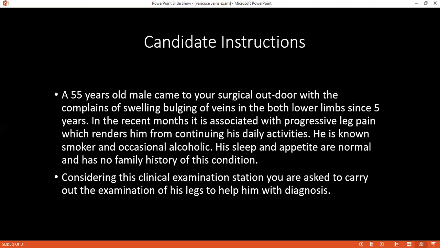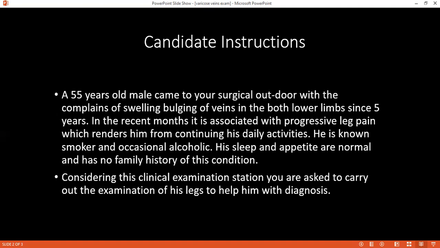Afterwards, I will move on to the lower limb, and I will examine the legs while the patient is standing, from the medial side, lateral side, anterior and posterior side. I will look for varicosities, and look for areas of ulceration, lipodermatosclerosis, venous eczema, hemosiderin staining, atrophie blanche, edema, any scars of previous surgeries, and saphena varix. Then I'll start with the palpation.